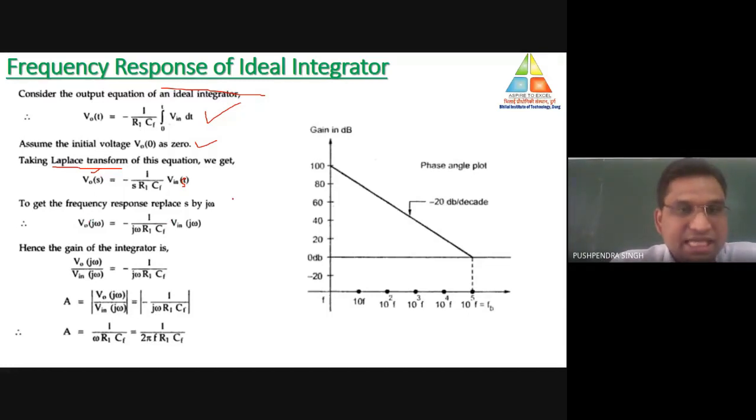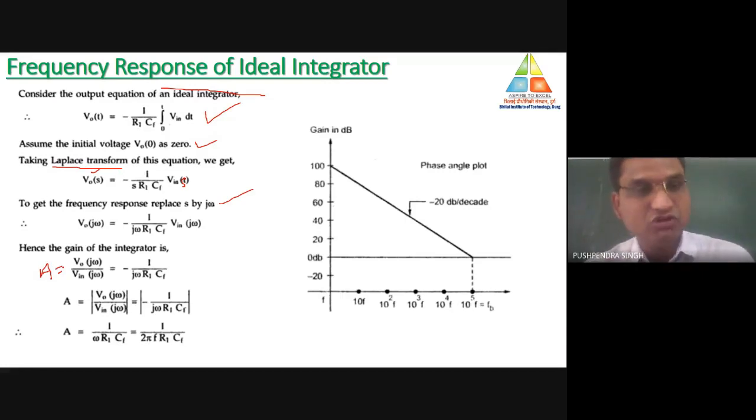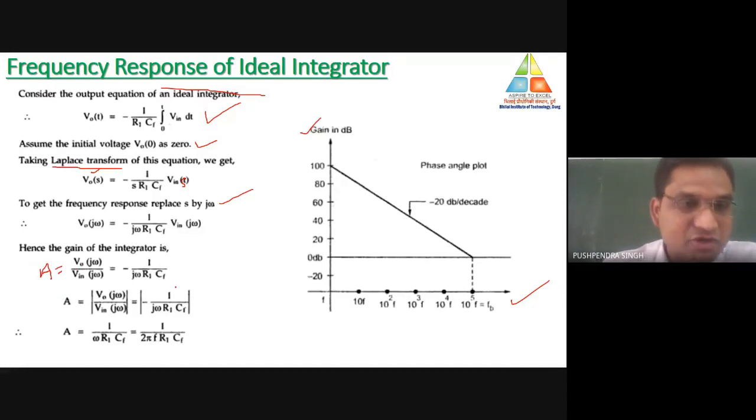Now from there, replacing s by j omega, V naught of j omega is equal to minus 1 by j omega R1 Cf into V in of j omega. Now calculate the value of gain or the transfer function. The transfer function is the ratio of output voltage divided by input voltage. Generally the frequency response is the plot between the transfer function or the gain and frequency. So on the x-axis we have the frequency, and on the y-axis we put the gain of the circuit. So we are calculating here the value of gain in terms of frequency.